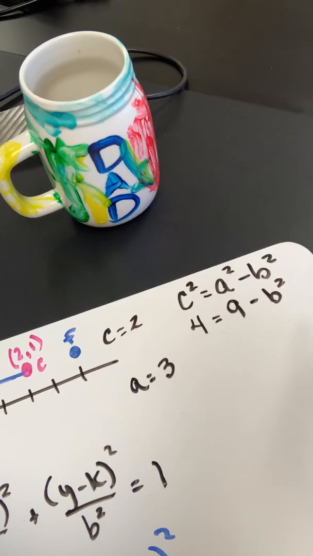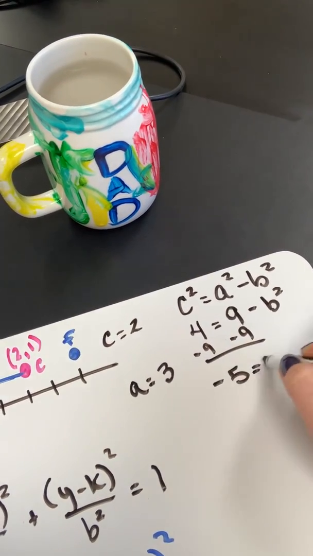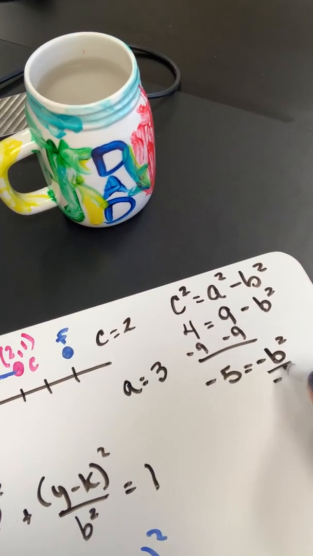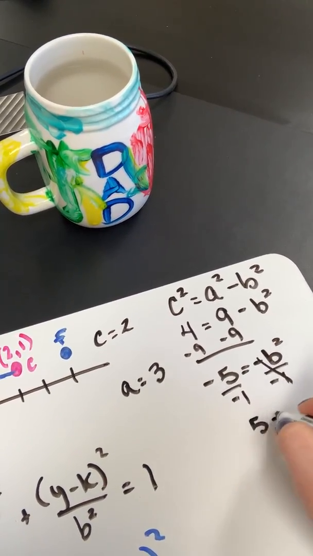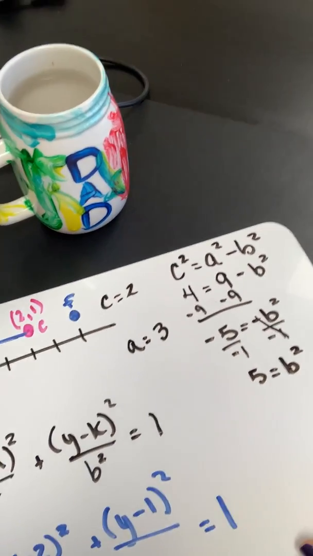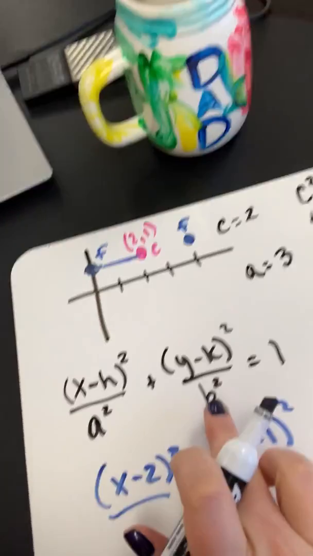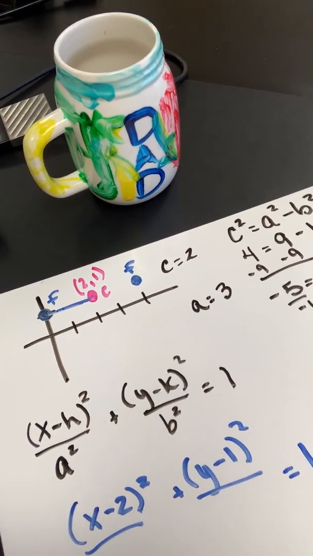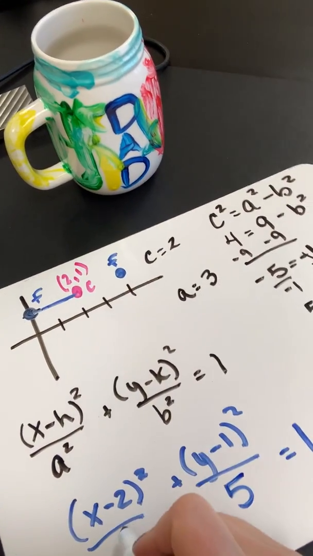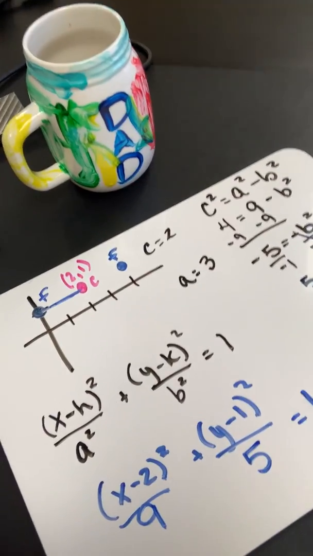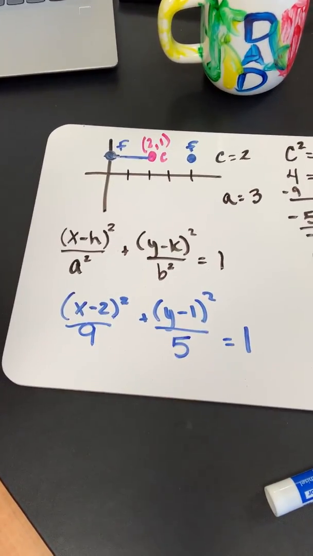So we're just going to solve out for our b squared here, subtracting the 9. We've got negative 5 is negative b squared, dividing out that negative 1. And we know that 5 is equal to b squared. And we really don't need to solve for b because the equation itself is b squared, right? So if b squared is 5, we're going to plug that in here, and then we already said that the a squared value was 9. And there you go. That would be the equation of that ellipse.